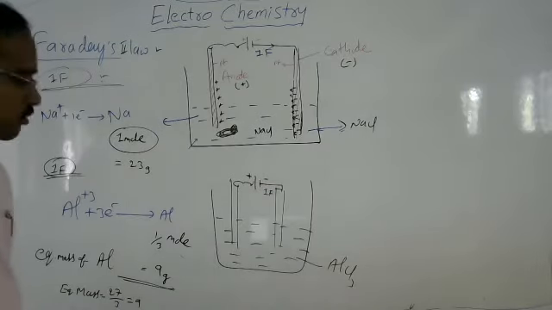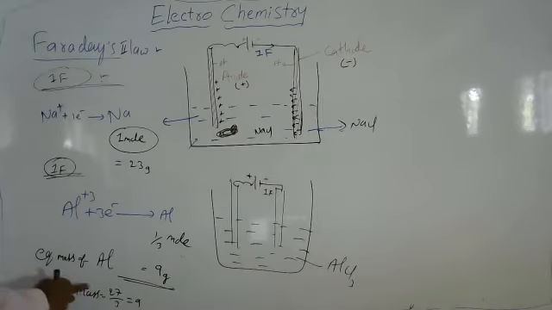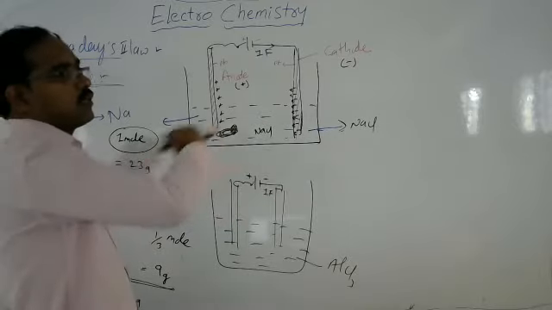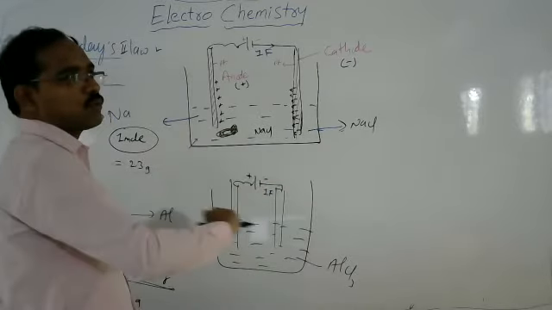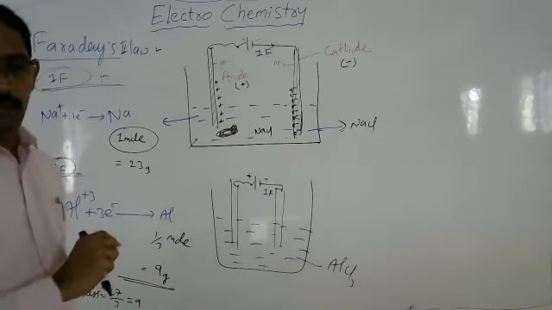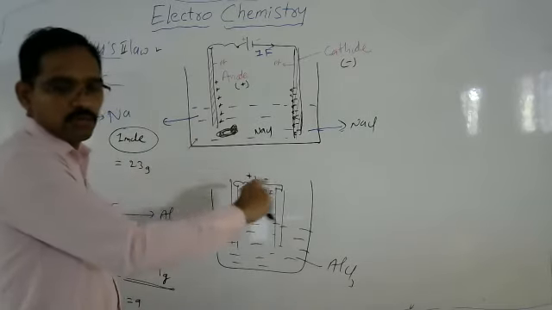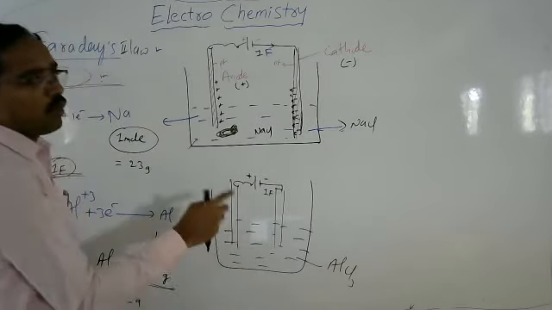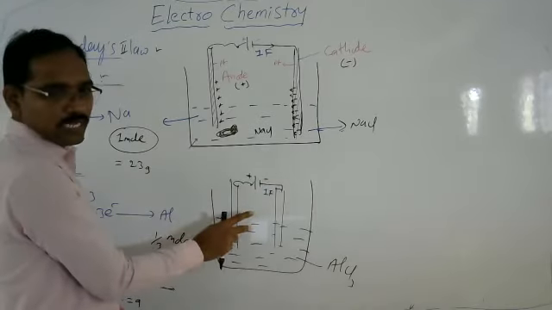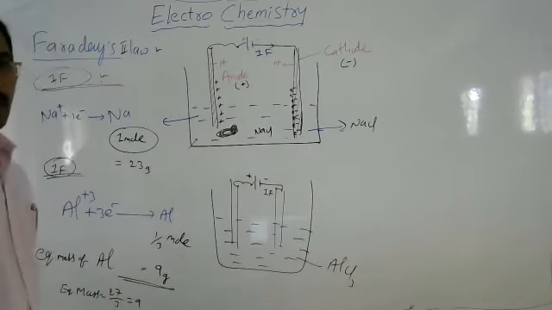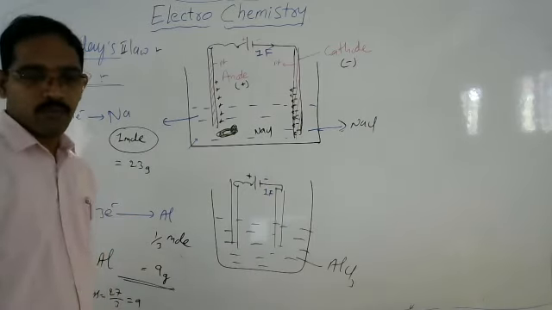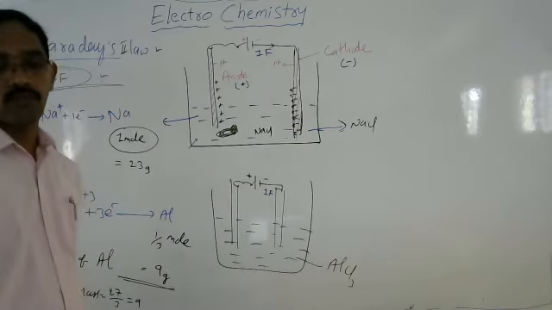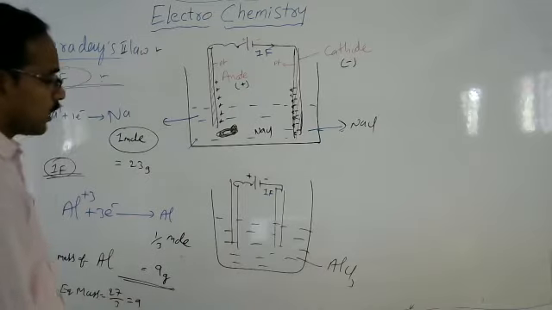Okay, so the final conclusion is, if you send the same amount of electricity through different solutions, the metals' depositing amount is directly proportional to their equivalent mass ratio. Equivalent mass ratio.